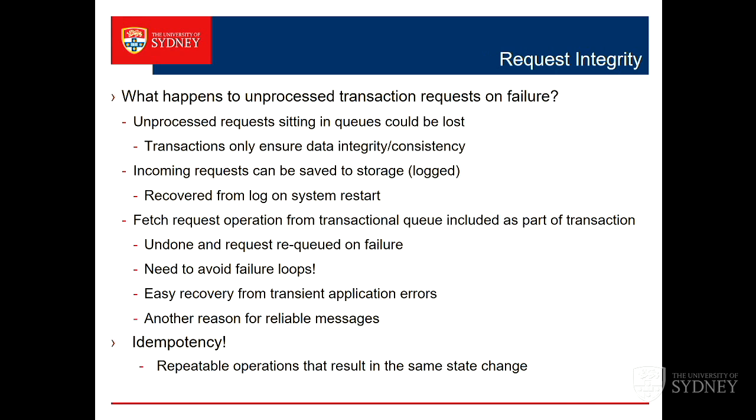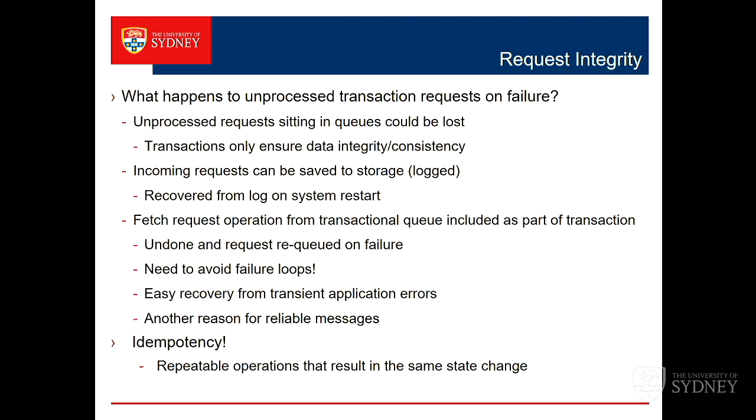Request integrity. So we've got a message coming in. We've got a series of messages coming in. There's a queue of messages there waiting to be processed somehow. Someone's got them. They might be sitting in buffers in the network subsystem, or there might be some application sucking things off and putting them on an in-memory queue. What happens on failure when we lose it?